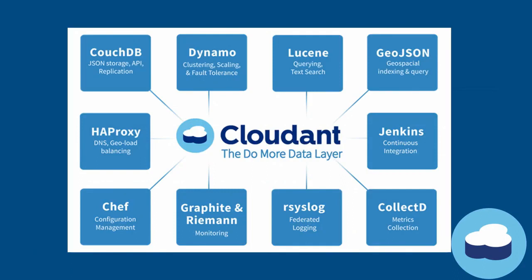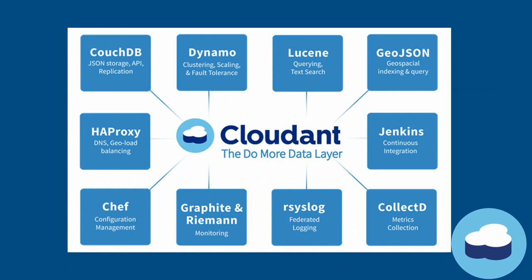We have CouchDB. We can transfer our data from Cloud End cloud to CouchDB in offline mode in a system-oriented design. We have Dynamo to be included for clustering and scaling. We have Lucene for querying and text search. We have GeoJSON option available to us for geospatial indexing and query. We have Jenkins for continuous integration, the DevOps tool manager.